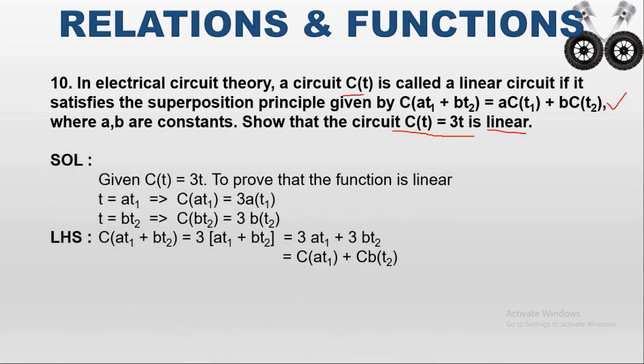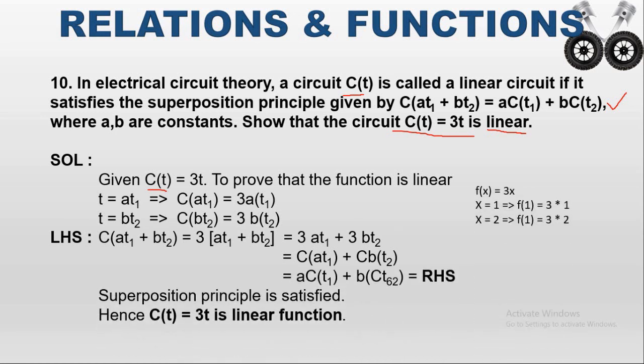First, you have to write what is given. So what is given here? C of t equal to 3t is given. What I have to prove? That C of t is a linear function. So that means here C is the function with the variable t. So for example, f of x equal to 3x.